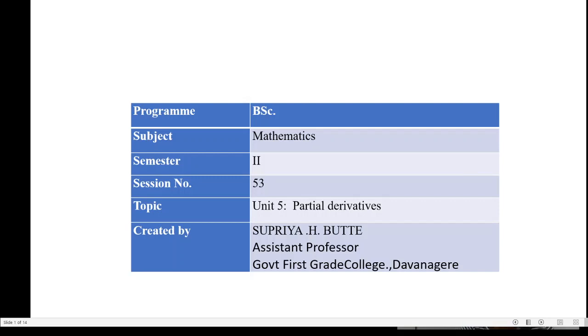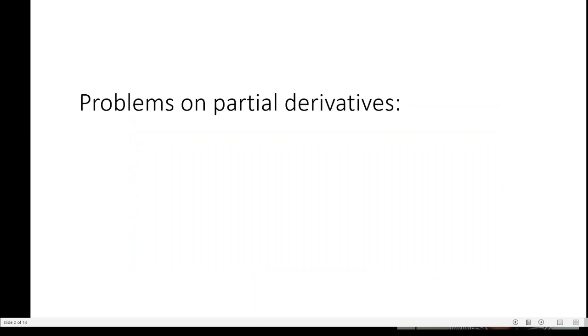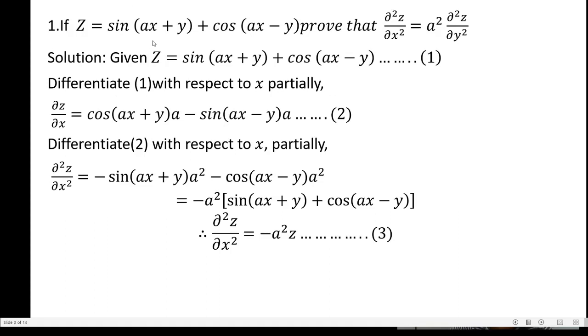Today, in this session, we discuss the Davangere University's second semester Unit 5 topic, that is partial derivatives. In that, problems on partial derivatives. If z is equal to sin(ax + y) + cos(ax - y), prove that del square z by del x square is equal to a square into del square z by del y square. So the given equation can be written as equation 1.